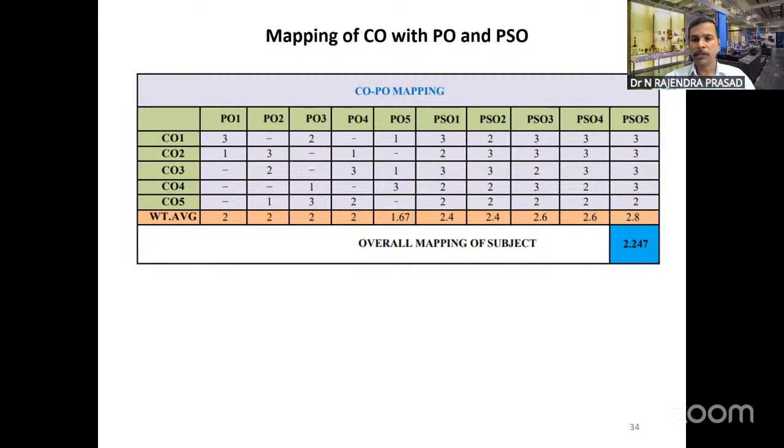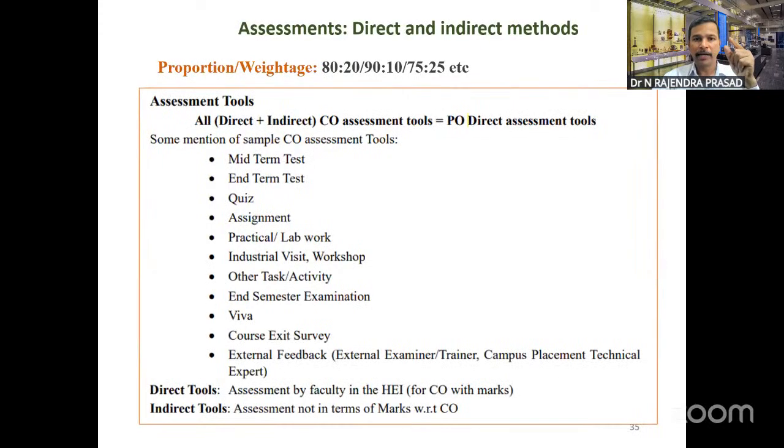Say for the BA program, you have 5 COs in a particular course, and that course is mapped with the program outcomes of that BA program. To what level? It is at 2.247 out of 3. On a 3-point scale, it has a strength of 2.247. So in order to achieve this, you have to assess the students accordingly.